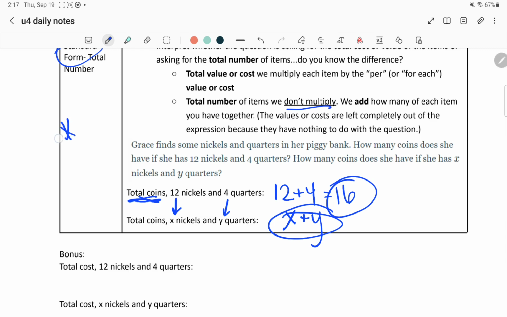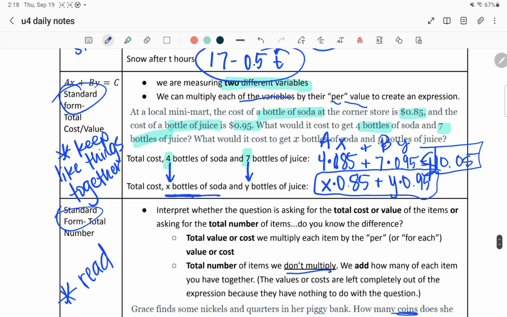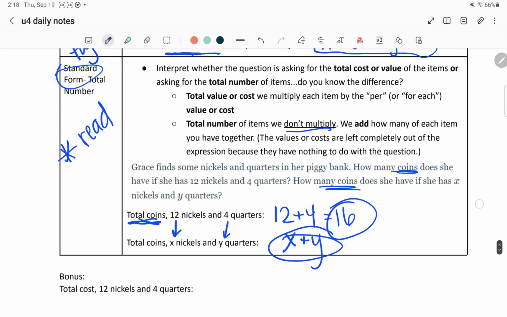So it can be a little tricky because you really need to read what it's asking for. Okay, in my question, it's asking for the amount of coins. Whereas in the last one, it was asking for the cost or the value of the soda and the juice.